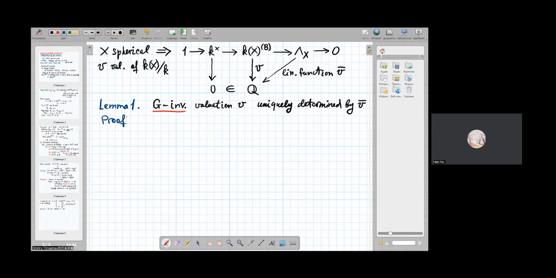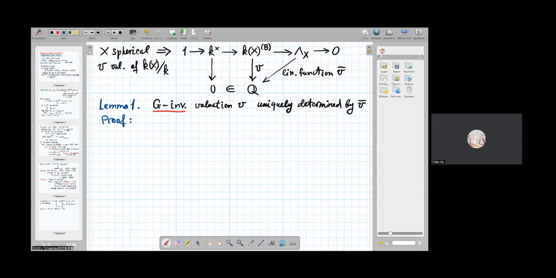So, Professor, every valuation can determine a linear function on lambda x on the lattice. Yes, of course. In this construction, it is not essential that V is invariant. You just restrict V to B semi-invariant functions. And since constants go to 0, you can push it down to the weight lattice to get this map. So every valuation.